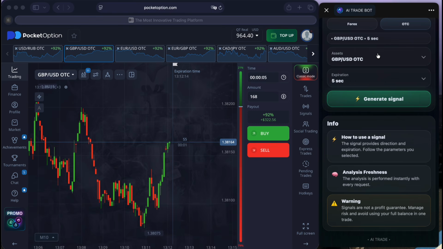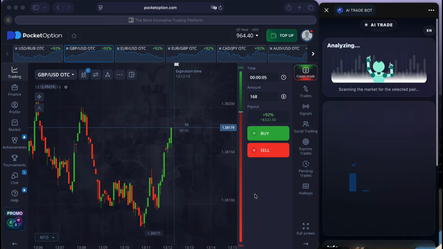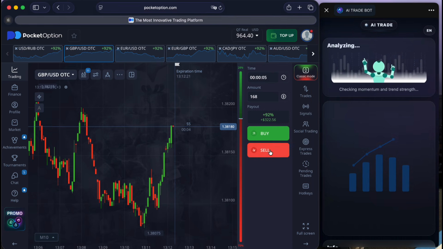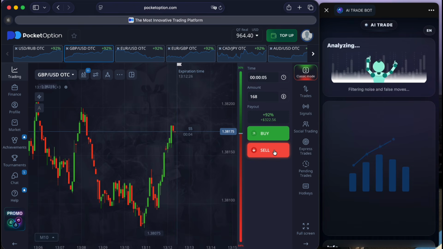Reconfigure your instrument, the British pound dollar, on the screen. The expiration time is also 5 seconds. We click on the generation, and I am carefully waiting for the technical analysis of this bot. Along the ascending trend line, the price is moving here. It also reads the situation.